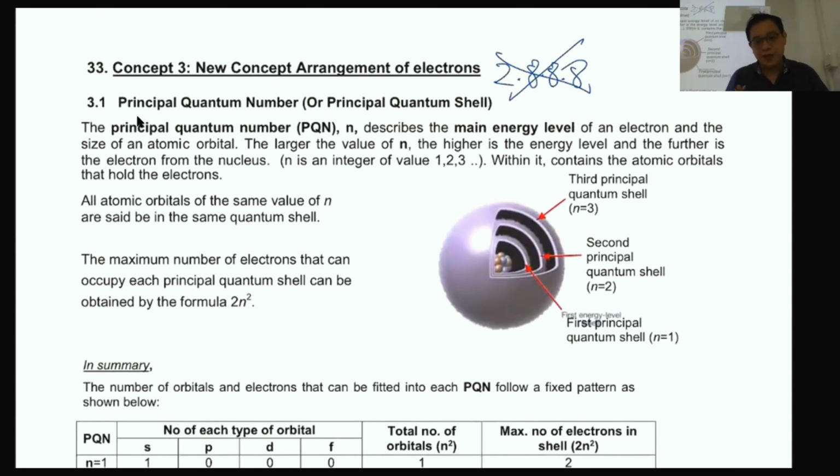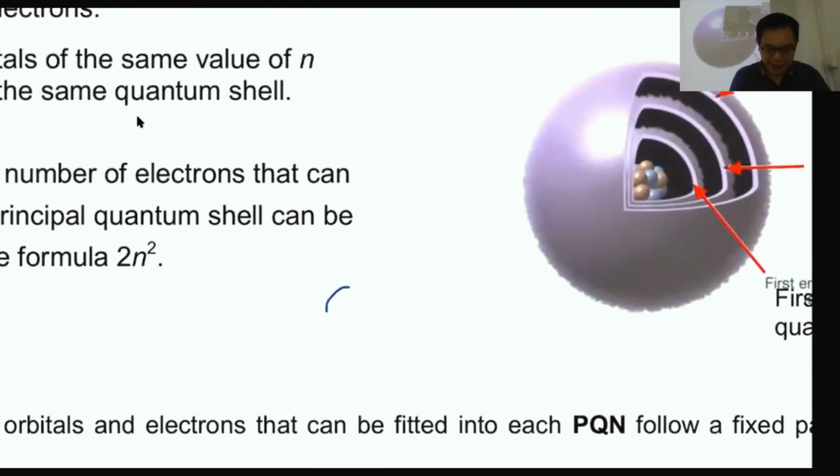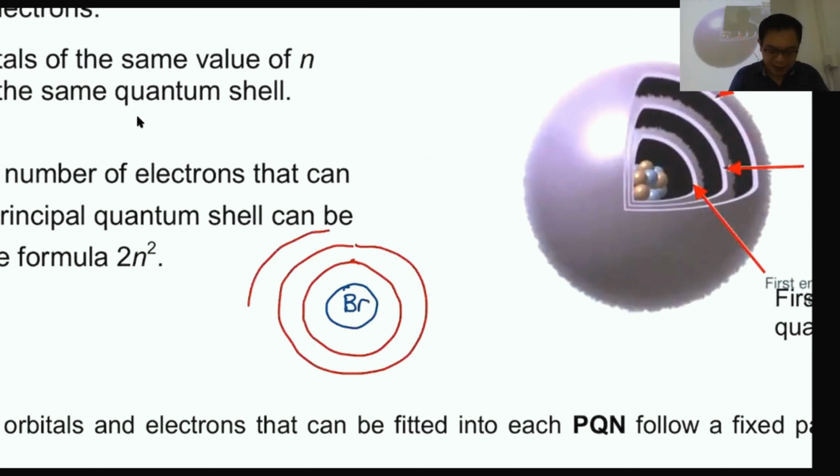In fact, electrons are not arranged directly on the shell. For example, we know that atoms have many electronic shells. Let me show you what I mean. For example, this is an atom by itself. Maybe let's call it bromine. I randomly chose one. Then it has many electronic shells. This is the first electronic shell, this is the second electronic shell, and this is the third electronic shell, and so on and so forth.